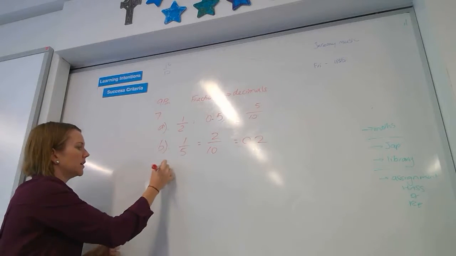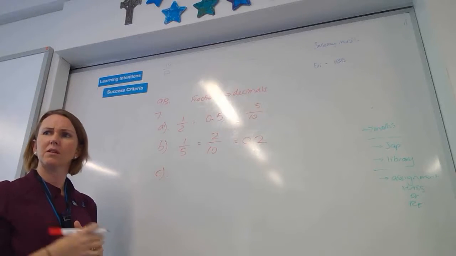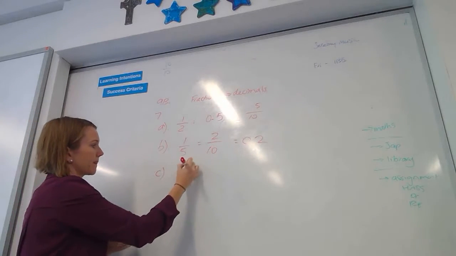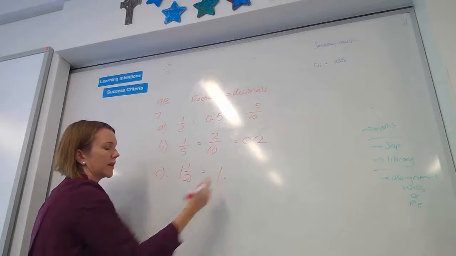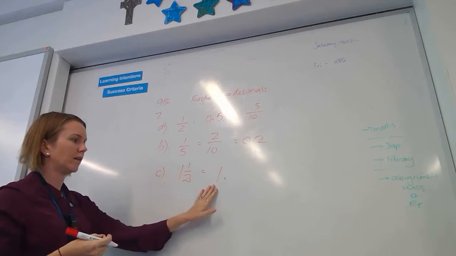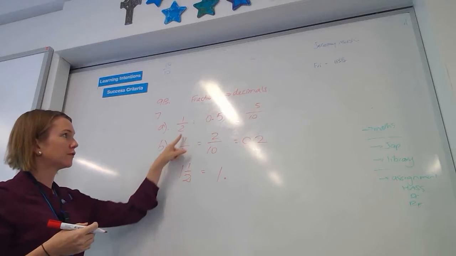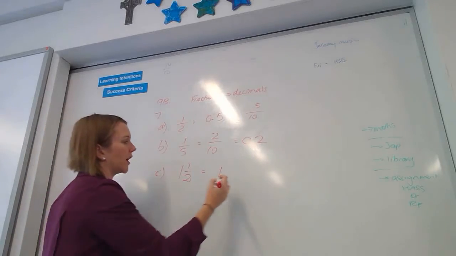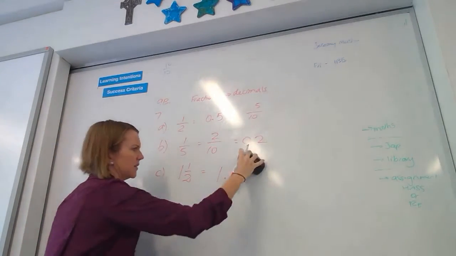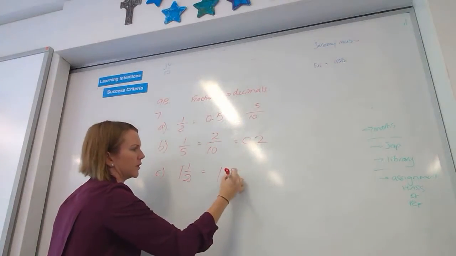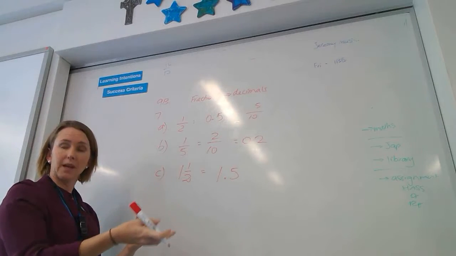So if in doubt, try to bring it back to something that's over 10, and then you can see it easily that way. C, what fraction is it? It's a mixed number: 1 and 1 over 2, 1 and a half. So automatically we know it's going to be 1 point something because there's one whole here. And we know that a half is 0.5. We wouldn't squash them together, it would just be 1.5, because there's one whole and 5 tenths.